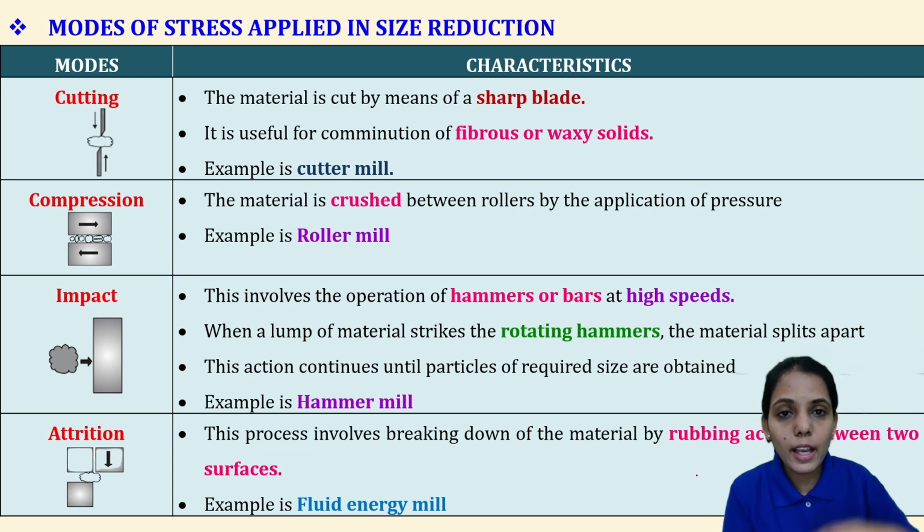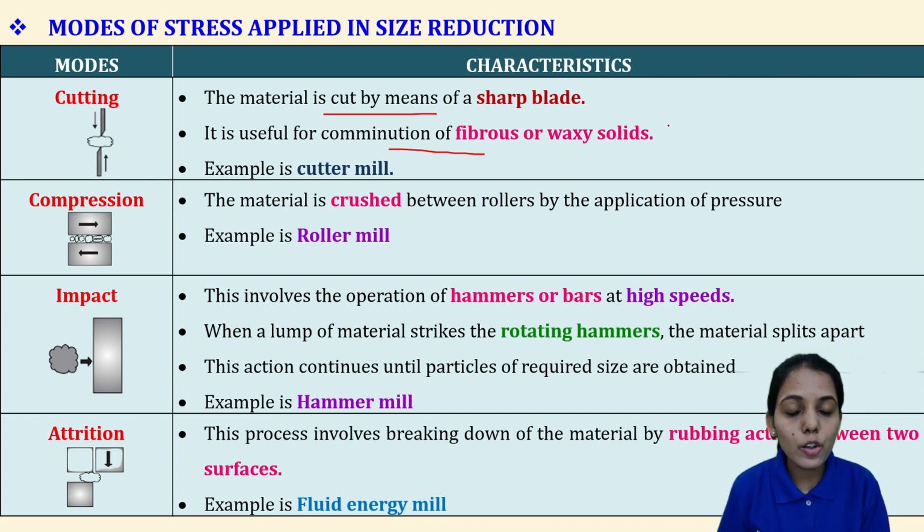Now, modes of stress applied in size reduction. There are different types of modes. For example, cutting. The material is cut by means of a sharp blade. The material which is cut using sharp blades is useful for fibrous or waxy solids. Remember which of the following techniques is used in the size reduction of waxy or fibrous material. Questions like these may come. Example is the cutter mill. Basically, the cutter mill is used for fibrous or waxy materials.